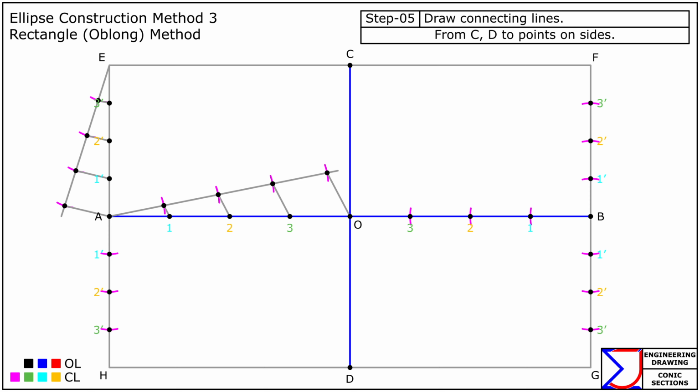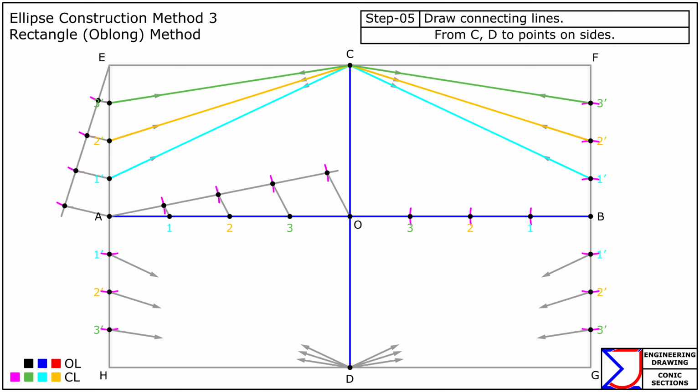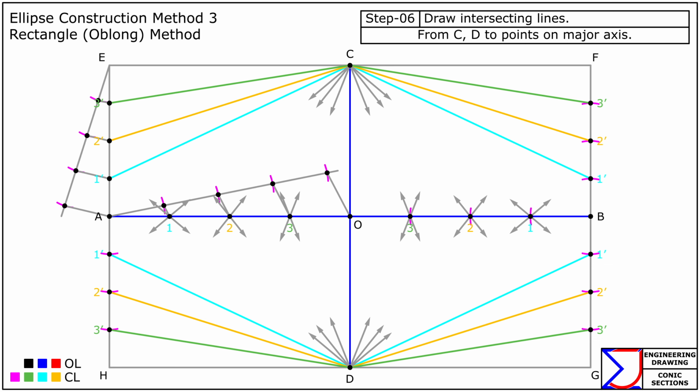After that, from points C and D, draw connecting lines to the marked points along the sides of the rectangle. Then, from points C and D, draw intersecting lines through the marked points on the major axis, ensuring they cross the previously drawn lines.